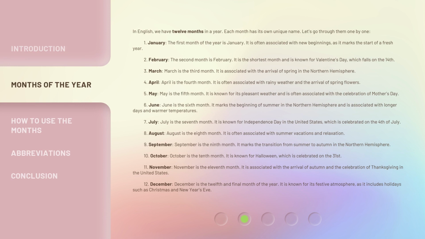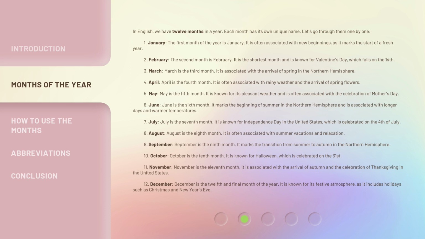In English, we have 12 months in a year. Each month has its own unique name. Let's go through them one by one. 1. January. The first month of the year is January. It is often associated with new beginnings, as it marks the start of a fresh year.